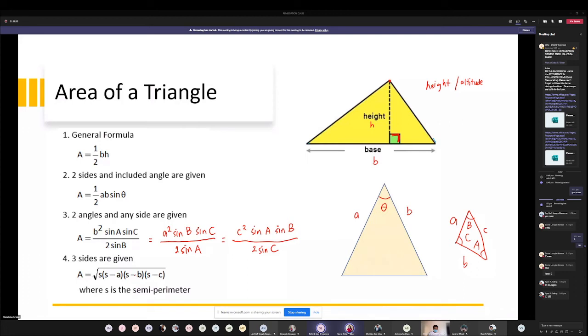So the fourth one is used if there are three sides that are given. So you follow the formula. S is the semi-perimeter, so that's one half of the perimeter. The perimeter of a polygon is the summation of the sides. So for a triangle, it's the sum of the sides A, B, and C, then divided by 2. A plus B plus C is the perimeter, so the semi-perimeter is one half of A plus B plus C. Solve for the semi-perimeter and then use the formula to solve for the area.